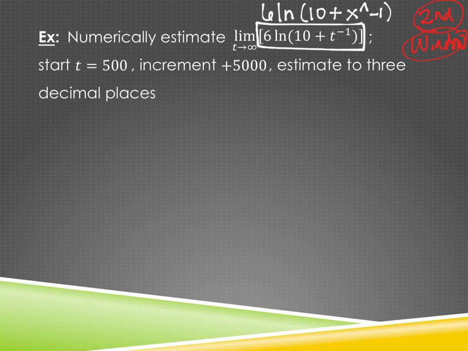If that's the case, now what you're going to do is go into the table, which is second graph. You may or may not have entries in the table already. If you do, you can delete them. If you don't, it doesn't matter. We're going to put in our own entries. It tells us in this problem that we're going to write down a table, that's what we're going to do, starting at t equal 500.